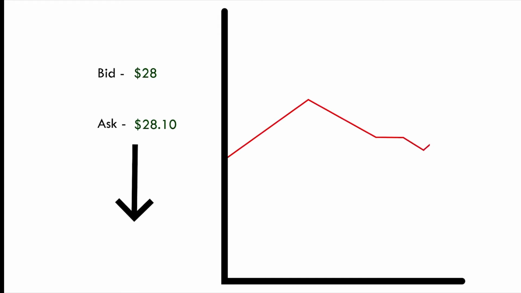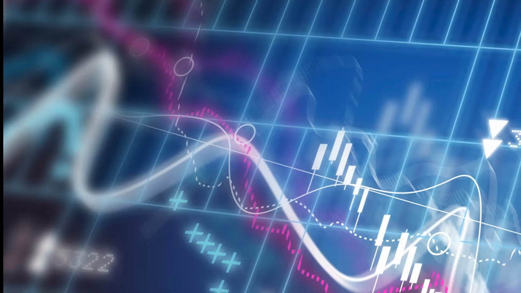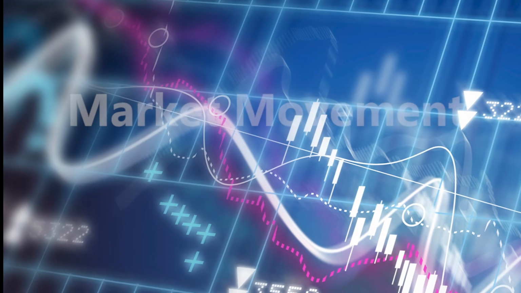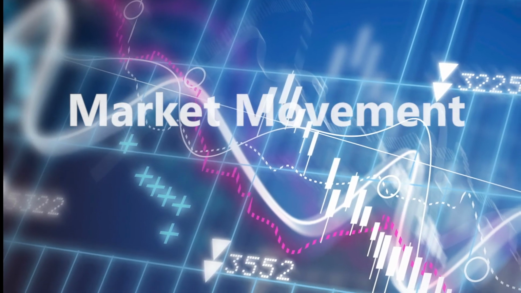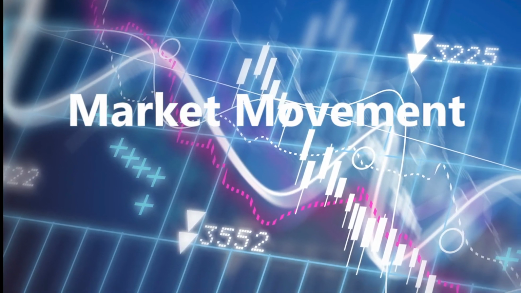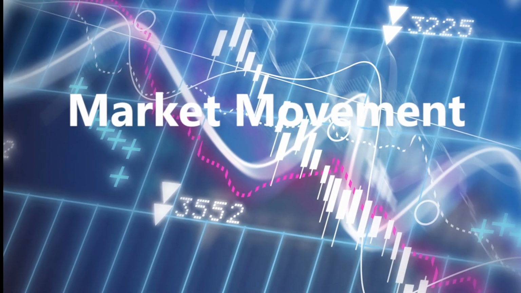A market order to sell would fill at $28. While market orders are the easiest to place and execute, during volatile periods or with thinly traded securities, you may end up with a less advantageous price than you expected based on the prevailing quote. That's because the market might move away from you in the time it takes to place the order, or your order might itself cause that market movement.